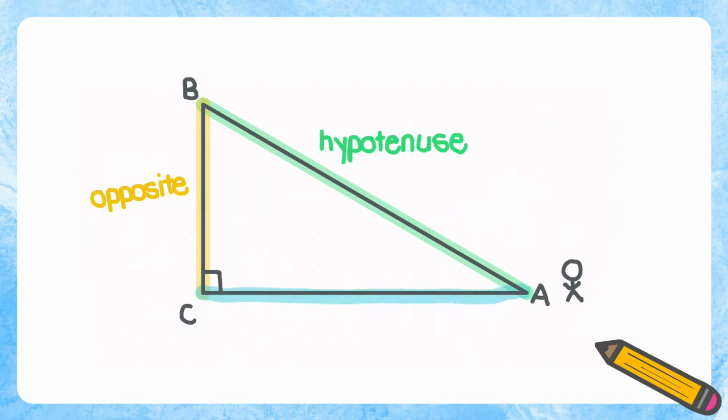And then the side right next to our person is called the adjacent side. Adjacent means being right next to. So here we have the adjacent side, as well as the hypotenuse and the opposite side. Think about how the opposite and adjacent sides would change depending on where our person is standing. For example, what would the opposite and adjacent sides be if the person was standing at angle B?